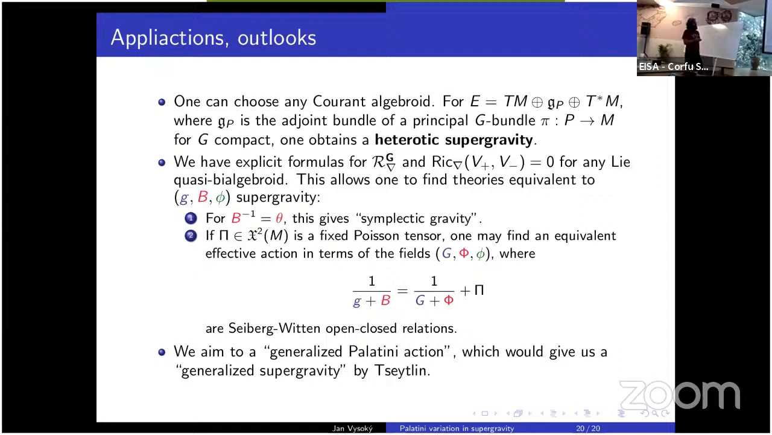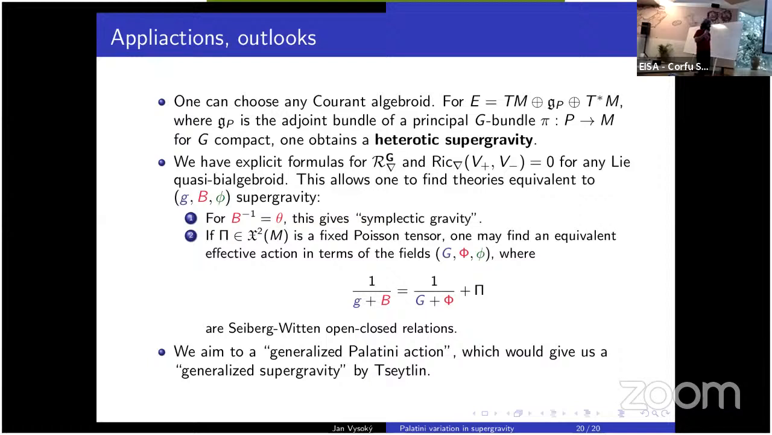And what is also interesting, we didn't write everything properly, but for example, you can choose a fixed Poisson tensor, and then you can describe your generalized metric in terms of other fields, capital G and capital phi, which are related by these equations. And this is called the Seiberg-Witten open-closed relations. So this is a way of choosing different backgrounds and different descriptions using the same generalized metric. And then you can find an effective action which is completely equivalent to the original one, but it uses this capital G and capital phi and phi. So it's kind of nice toys you can play with.